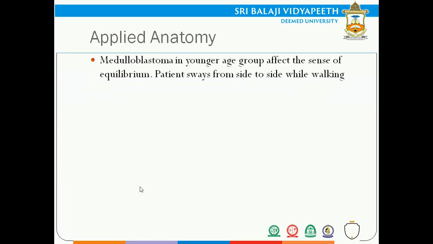Coming to the applied anatomy, the medulloblastoma in younger age group is very common, and patients with the problem with medulloblastoma is a tumor that arises in the medulla oblongata, and because of which the motor coordination is lost. That leads to a kind of swaying activities of the patient. Another important applied aspect is the cerebellar ataxia.